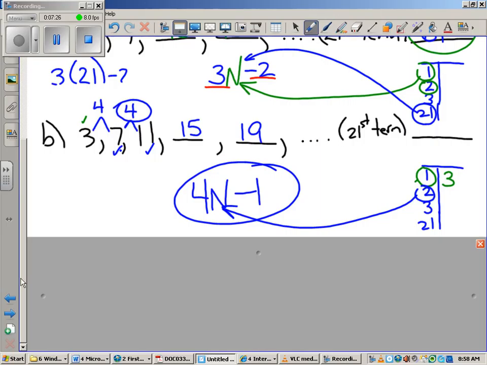What we do to find the 21st term is take the 21st term and put it where n is. So 4 times 21 minus 1. 4 times 21 is 84, minus 1 is 83, and that will be our 21st term.